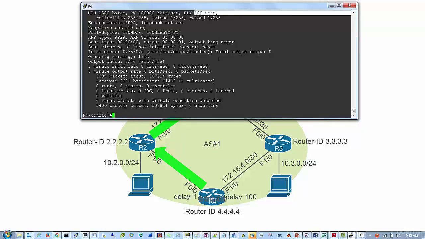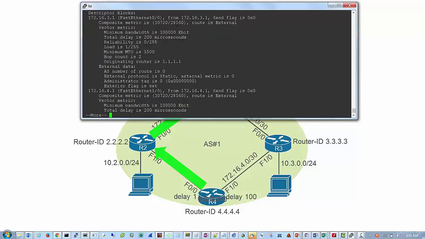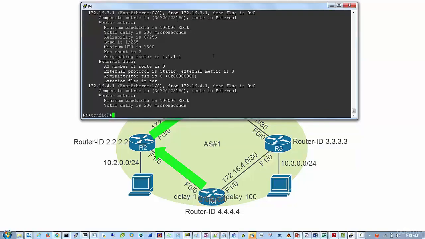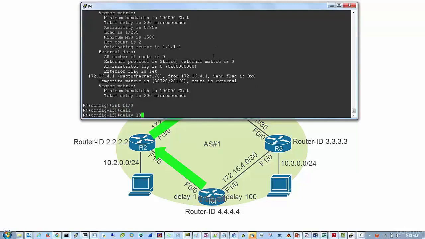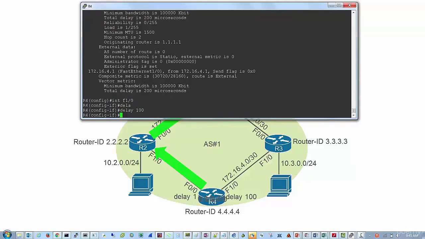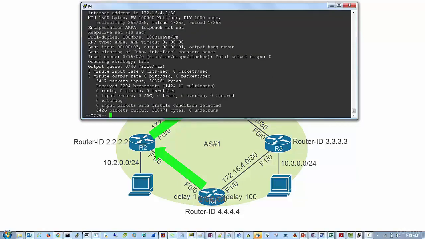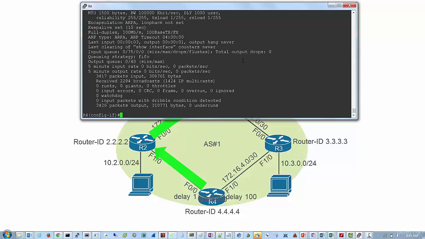Actually, before I do that, just so we can see what the composite metric is right now for that route. So we can see that the total delay is 200 microseconds currently via both paths. Okay, so let's go to interface F10, and I'm going to just simply say delay of 100. And now we have 1000 here.